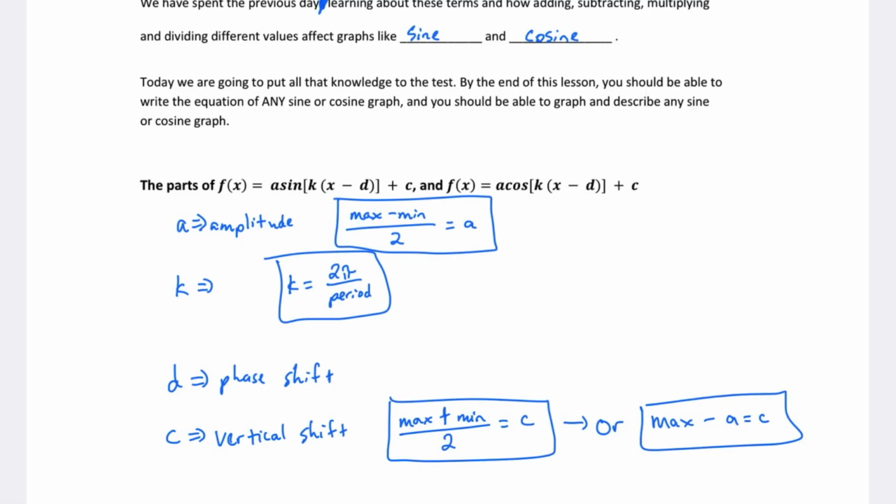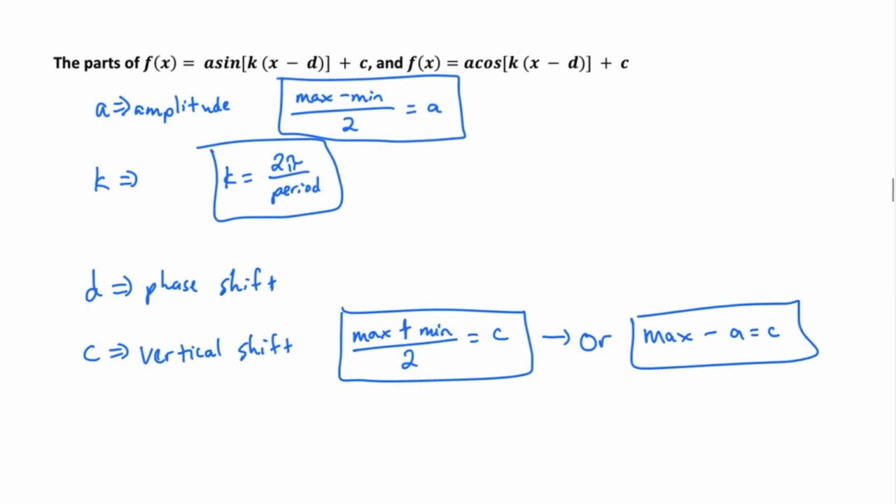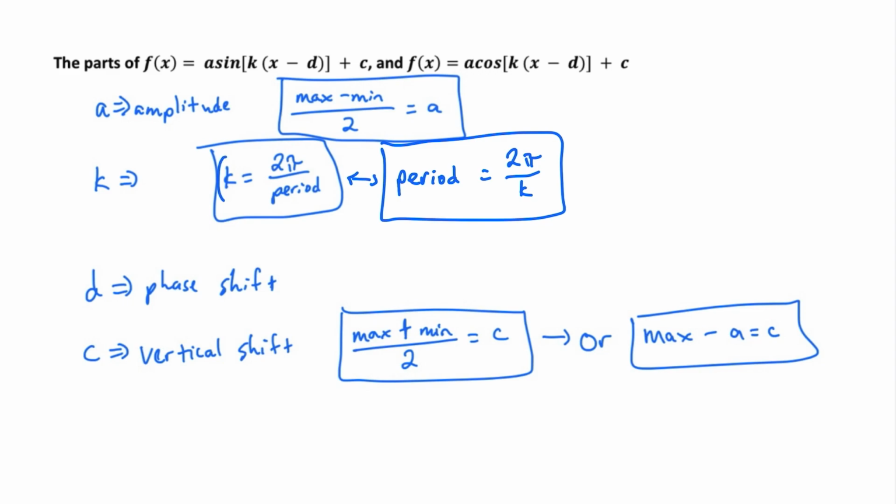So when we look at the formulas, here they are all in one spot. The amplitude is max minus min divided by 2. The k value can be found with 2 pi over the period. And fun fact, it's also period equals 2 pi over k, and I'll leave that to you to figure out how these two transform to each other. But those two formulas are interchangeable, so typically if I'm trying to solve for k, I'm going to use the first formula, but if I'm trying to find my period, I'm going to use the second.